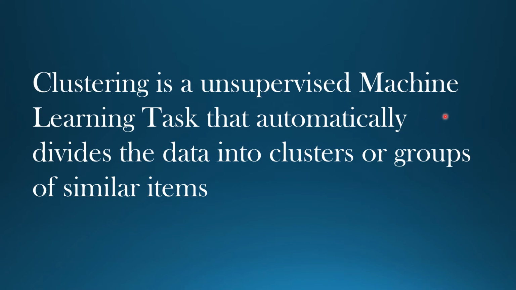Clustering is an unsupervised machine learning task that automatically divides the data into clusters or groups of similar items. So basically, clustering is an unsupervised machine learning task. What do you mean by this? It means that you have only features in your data. You do not have your target variable. That is, you only have your x variables but you fail to have your y variable. Or you only have your independent variables and you do not have your dependent variable.